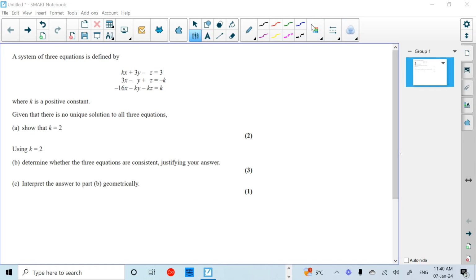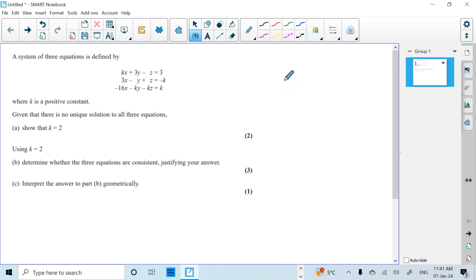Hello, welcome back. And here is another further maths exam question on matrices. A system of three equations is defined by such, where k is a positive constant. Given that there is no unique solution to all three equations, A: show that k is equal to 2, for 2 marks. So that's where we're going to start.